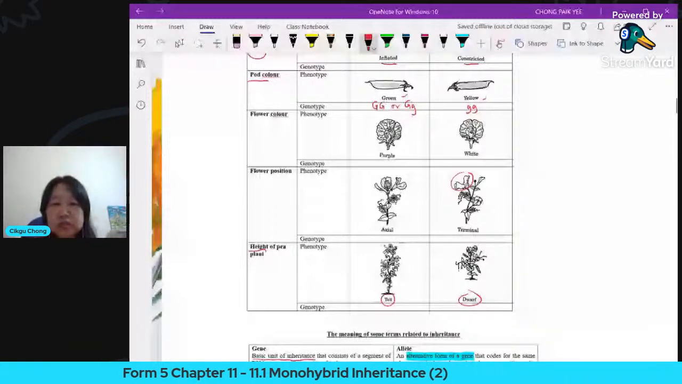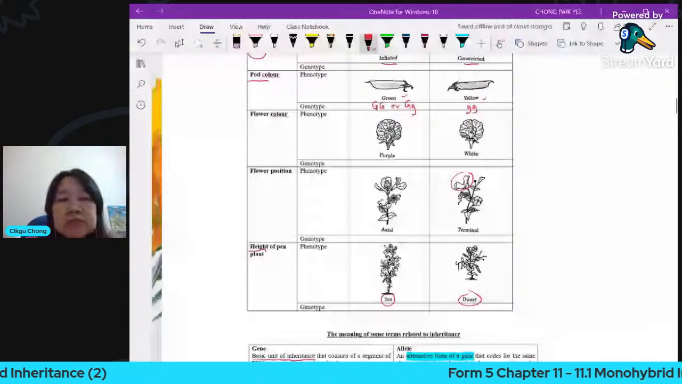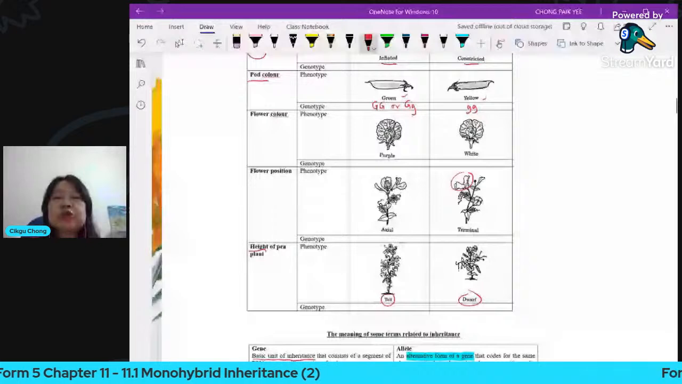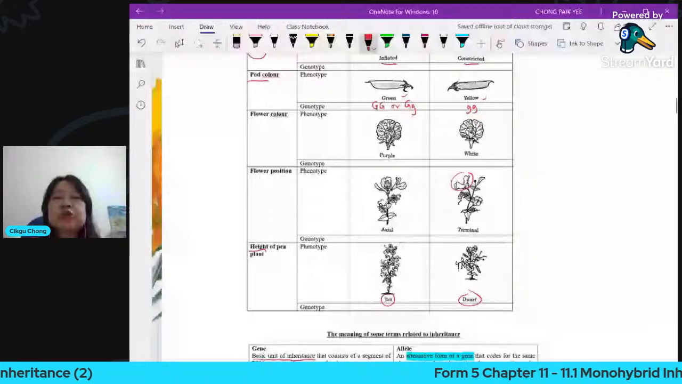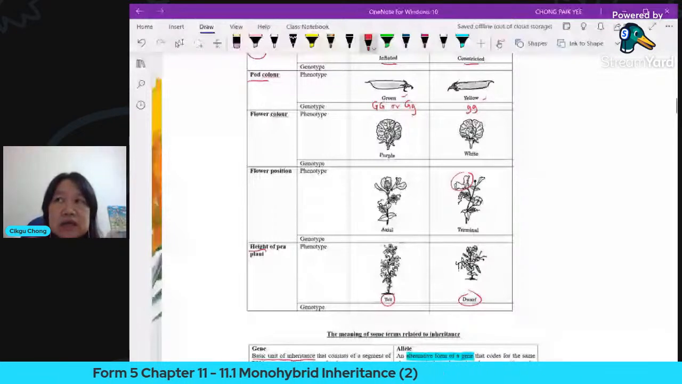Okay. So self-pollination, you've noticed that before in Form 3. Cross-pollination is where you take the pollen of one plant and then you put it on the stigma of another plant, not the same plant. That means the anther, the pollen grain from one flower, plant A, you put it onto the stigma of plant B. So like this, very simple.